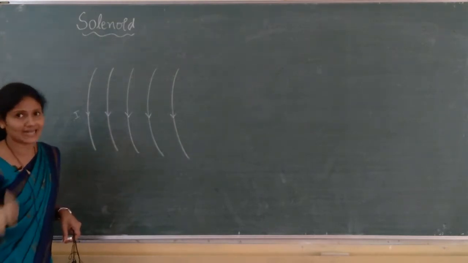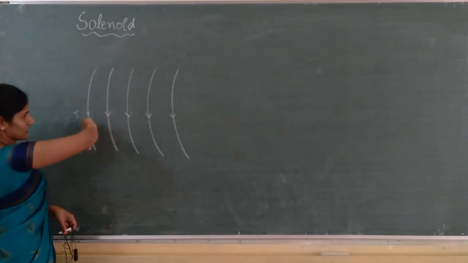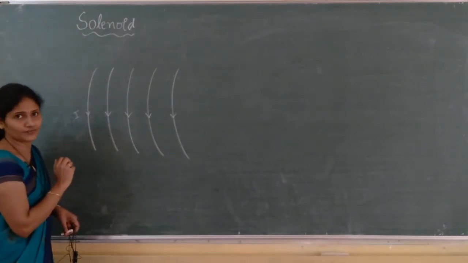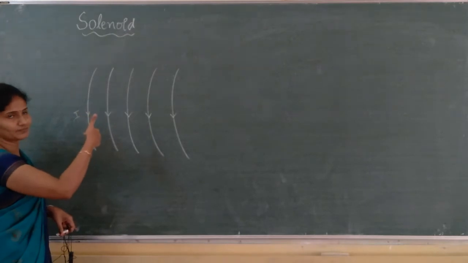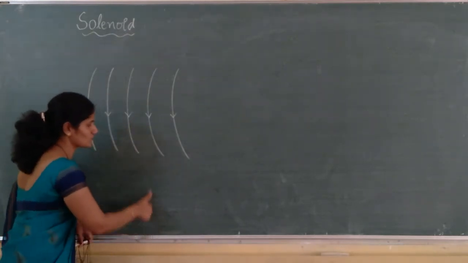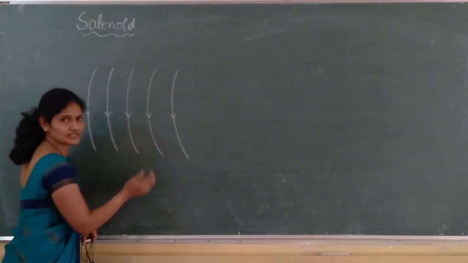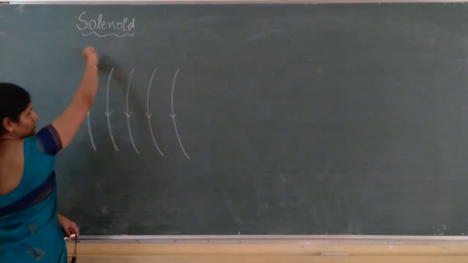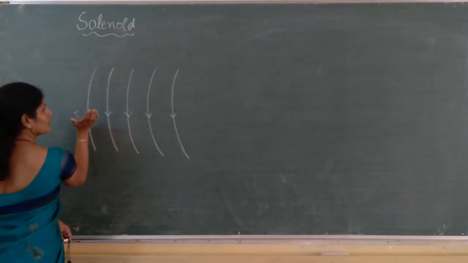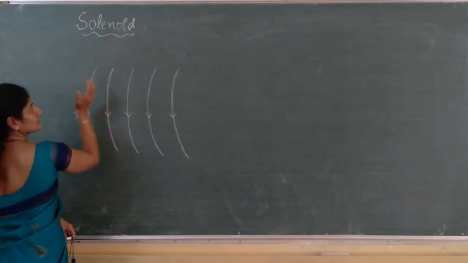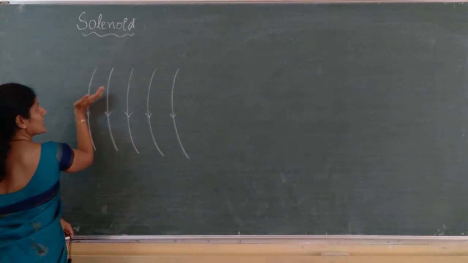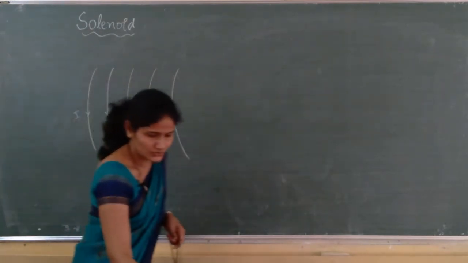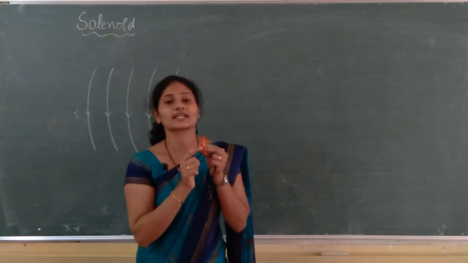We know that according to the right hand clasp rule, if the thumb gives the direction of current, the curled fingers give the direction of the magnetic field. If the current is flowing like this, then the magnetic field lines are like this. Here the current is flowing in the downward direction, so the magnetic field lines are like this. Around the conductor we have magnetic field lines, and they are like this because the current is flowing in this direction. Now imagine that this is a circular loop.